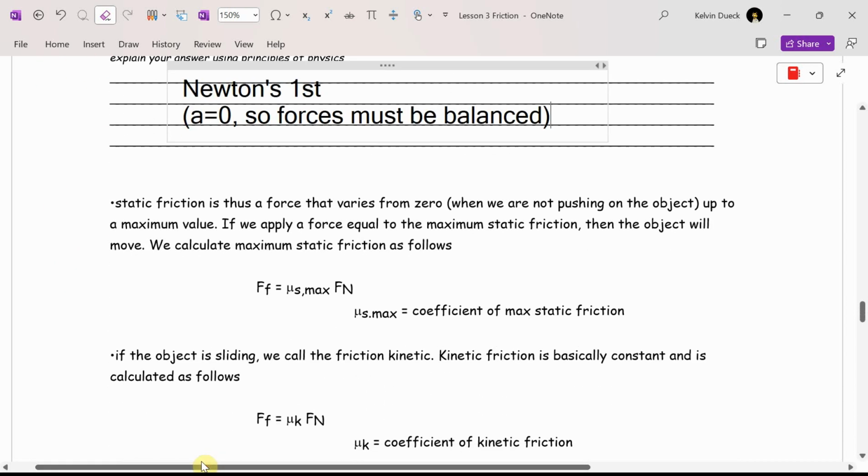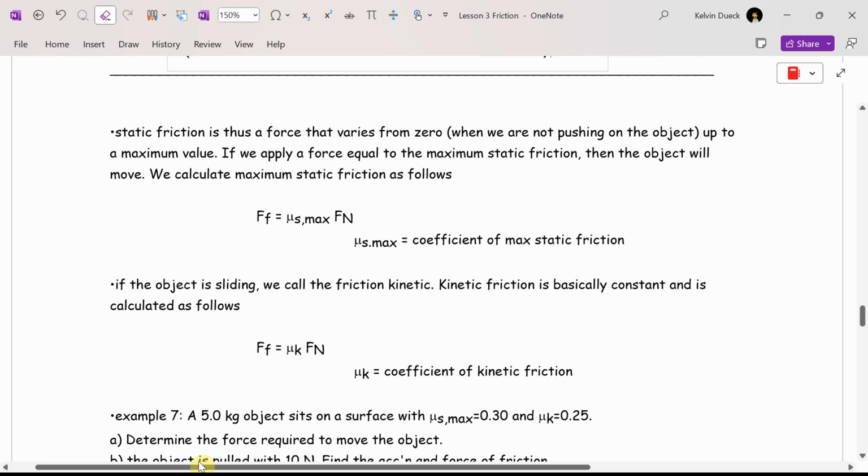So we talked about this a bit last year, and it was a little confusing. We're going to talk about it a bit this year, but then I'll give you a bit of a hint. Static friction is the force that varies from 0 when we're not pushing on it. So right now, how big is the force of friction on that desk there? 0. How do I know? Because there's nothing pushing or pulling in the opposite direction.